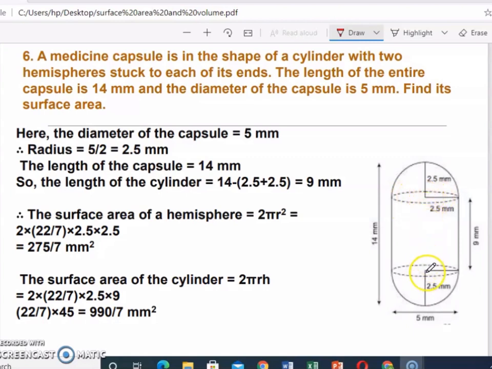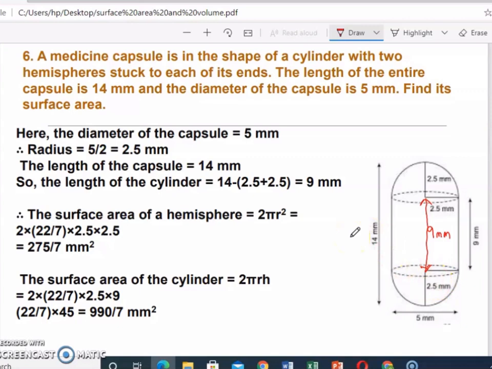Only the height of the cylindrical part will be 14 minus 2.5 minus 2.5. So this will be 9 millimeter height of the cylinder. You have to find the surface area of the entire capsule, which will be curved surface area of the cylinder plus curved surface area of the hemisphere. Now since there are two hemispheres, twice the curved surface area of the hemisphere.